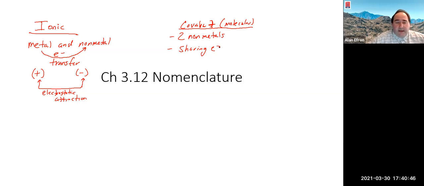We see this in molecular compounds. These two classes of compounds are really important, and they're also the basis for how we go about naming everybody, whether they're ionic compounds or molecular compounds, where sharing of electrons is happening.